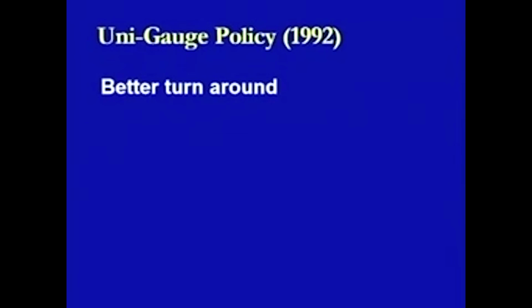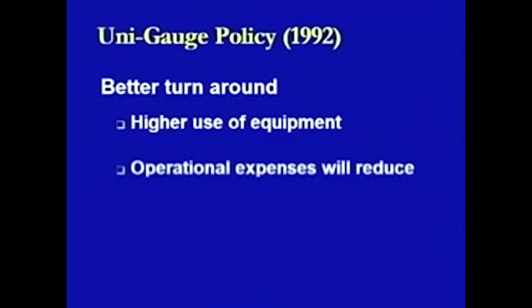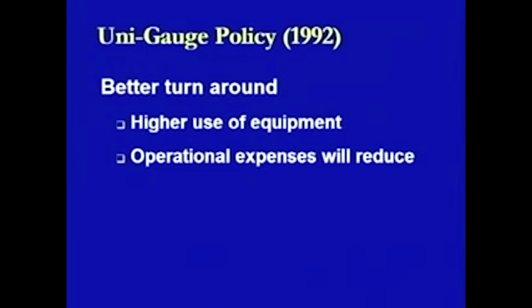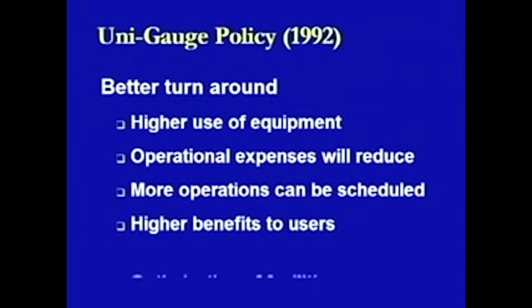Better turnaround condition, because the rolling stock does not have to wait at the intermediate or transfer point for the link traffic to come. Therefore, in that sense, things can just take a turn from the next point to the previous point. The high use of the equipment will be there in this case. The operational expenses again will reduce. More operations can be scheduled because we have a better turnaround time, with no idling or delays involved here. Higher benefits to the users, because they are getting the facilities again and again at lower time periods.